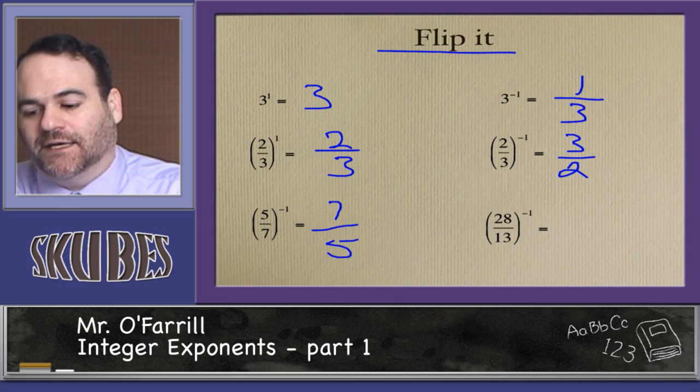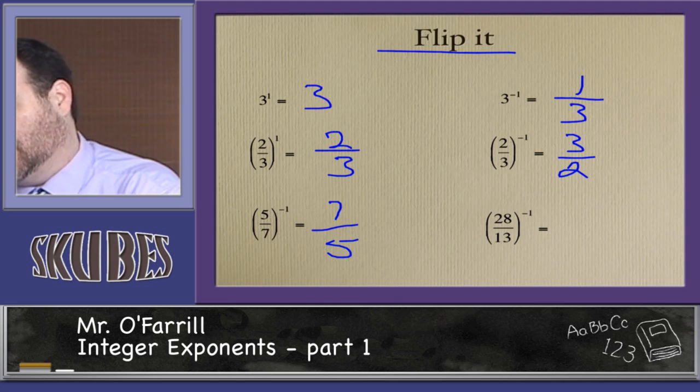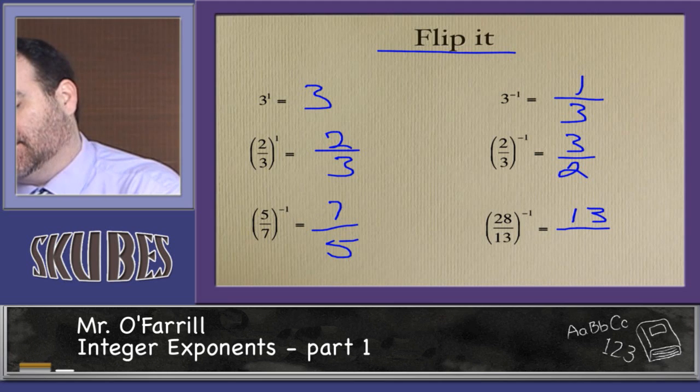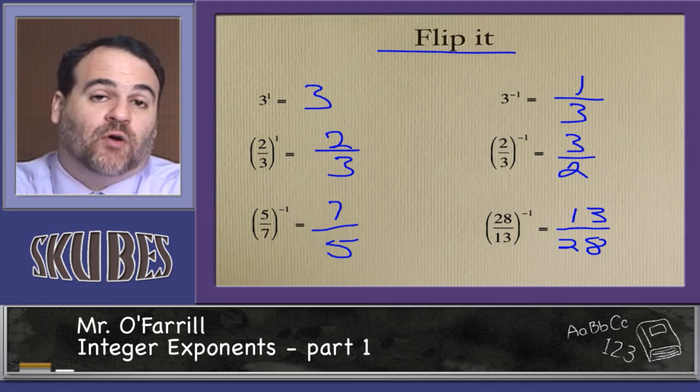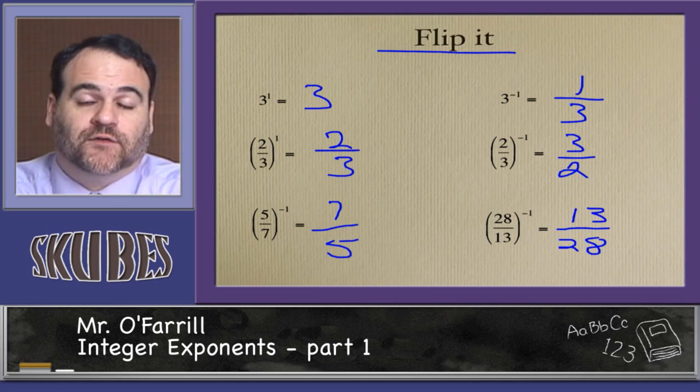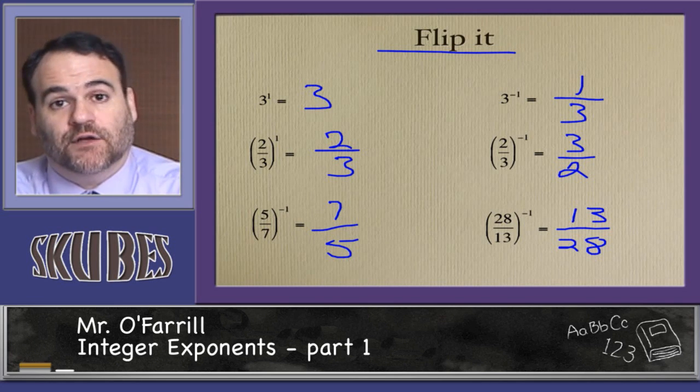28/13, and you can't reduce that. To the negative first power, all you have to do is flip it. It's 13 over 28. And that's part 1 of our lesson on how to handle integer exponents.